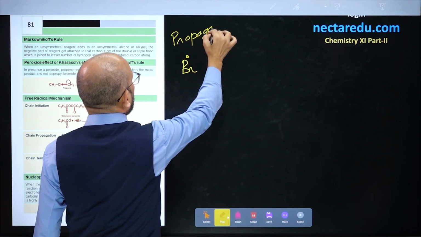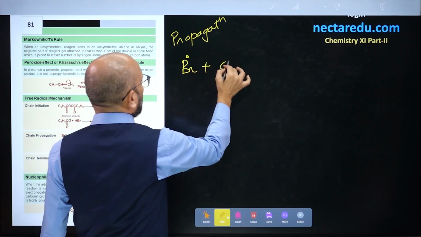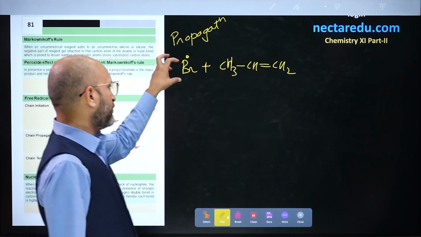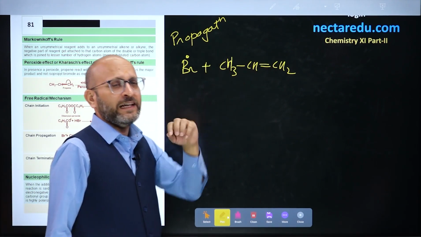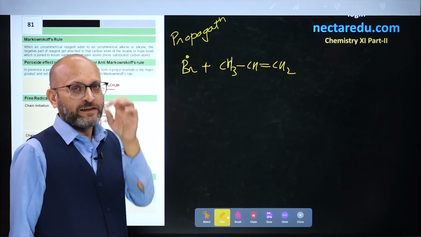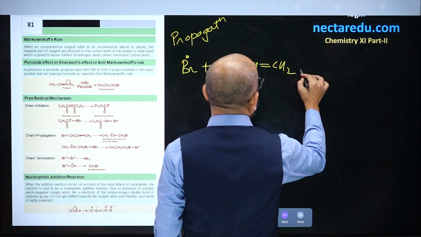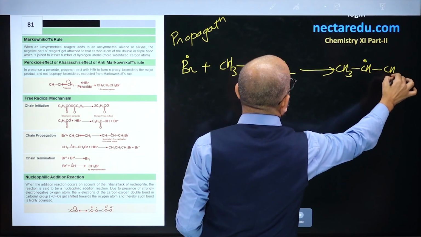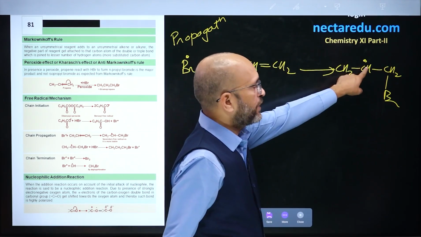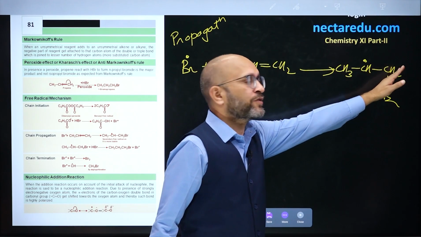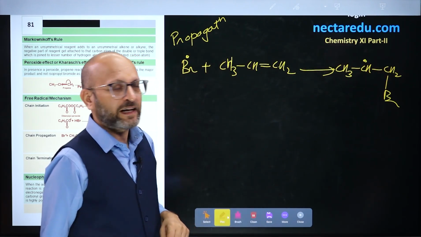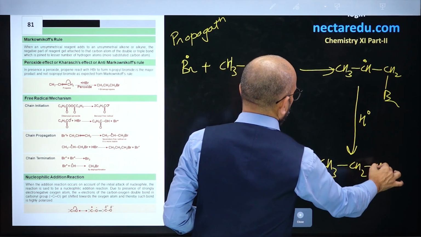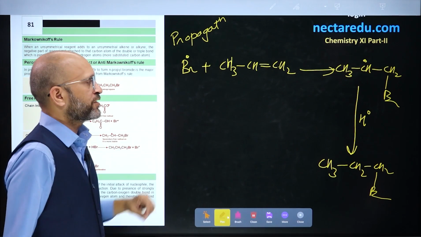Step 2 is propagation, where Br free radical reacts with propene. The objective here is that the Br free radical will attach to either of the double bonded carbons in such a way that the free radical generated after that should be more stable. So see, Br free radical will attach to this one, and you will get CH3 CH free radical CH2Br, because a 2-degree free radical is more stable. So Br is attached to the last carbon and the free radical is generated on the middle carbon. Now H free radical will combine over here and you will get CH3 CH2 CH2Br. So this is happening in the propagation step.